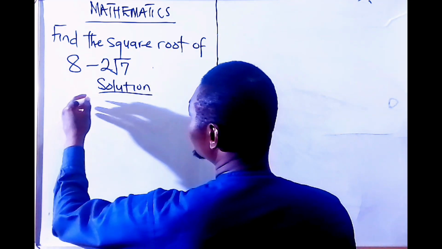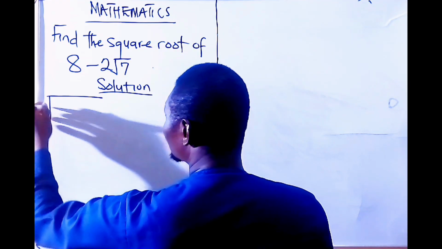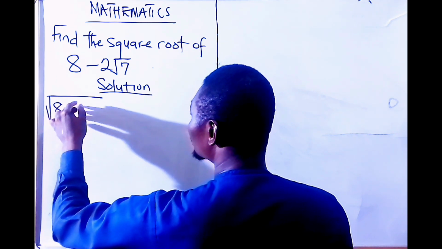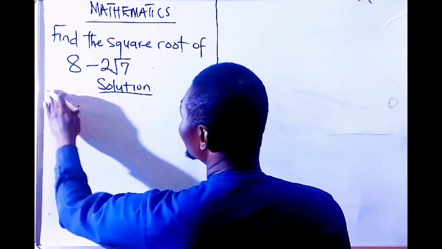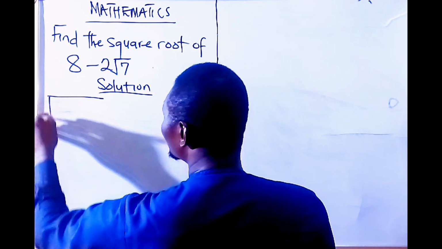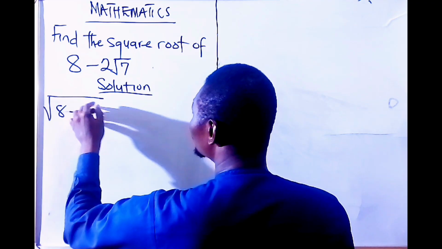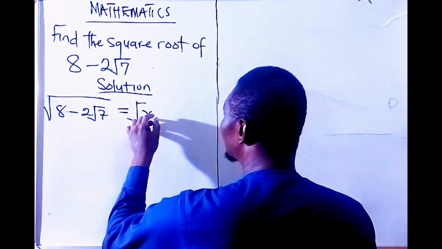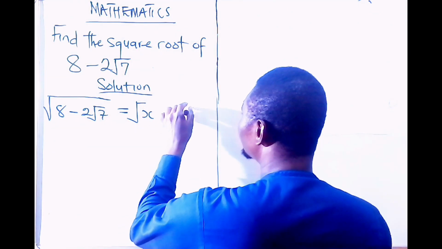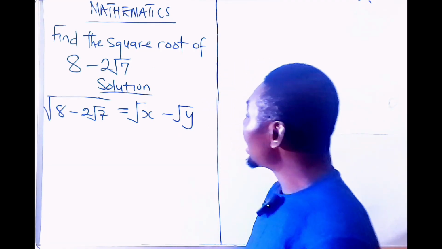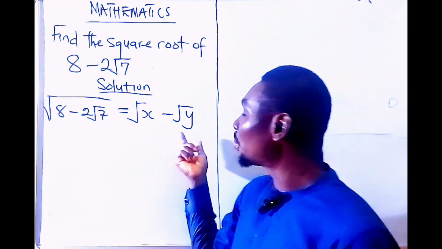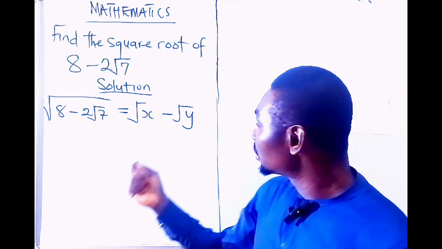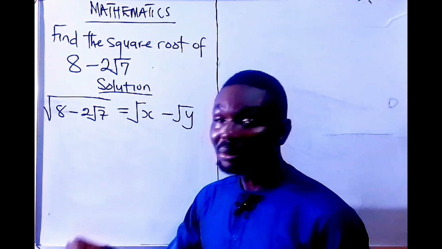To solve this problem, we write the square root of 8 minus 2 root 7 to be equal to the square root of x minus the square root of y, where x and y are real numbers. x must be greater than 0 and y must also be greater than 0.